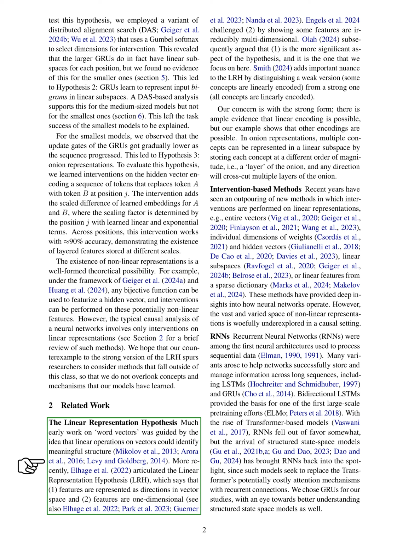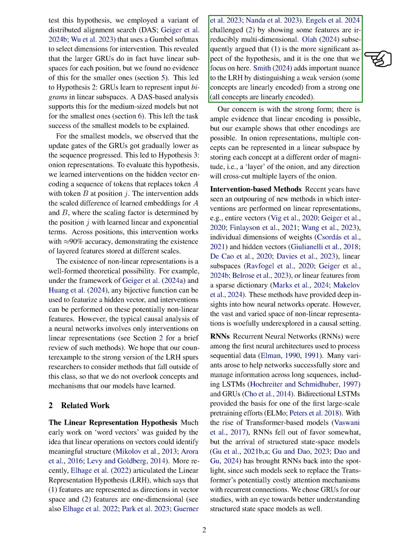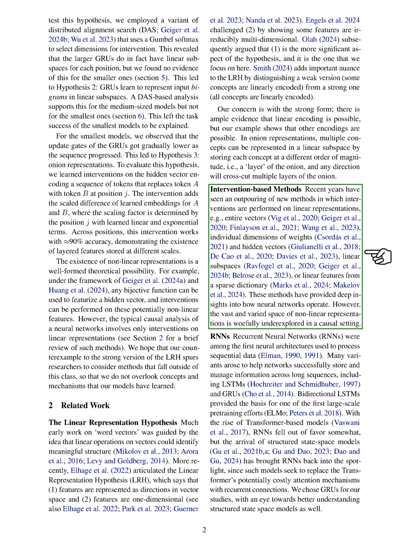In the related work, we note that early research on word vectors was influenced by the idea that linear operations could reveal meaningful structures. The LRH posits that features are represented as directions in vector space and that they are one-dimensional. Some studies have challenged the notion that all features are linearly encoded, suggesting that multiple concepts can exist within a linear subspace at different magnitudes, akin to layers of an onion. We also highlight that recent intervention-based methods have primarily focused on linear representations, providing valuable insights into neural network operations. However, the exploration of nonlinear representations remains limited.